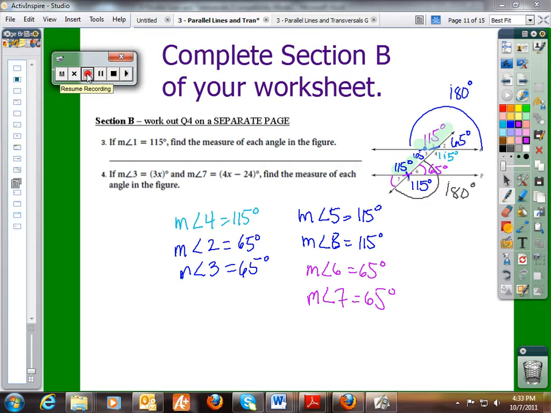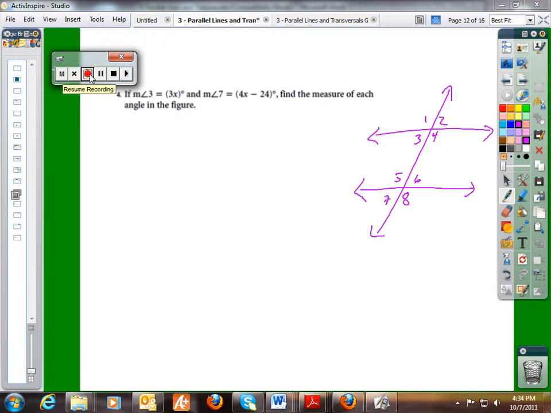So now we're ready to start with question 4 here. Question 4 will require a little bit more work, but it operates on the same principle as our previous one. Let me make a little bit more space here. Okay, so now we have a little bit more space. I've redrawn the diagram here.